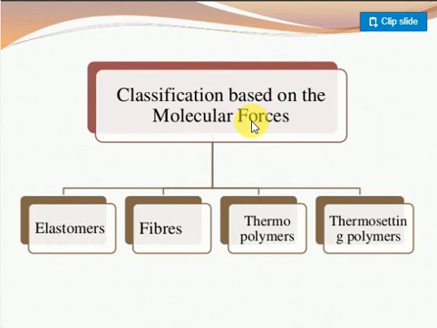Based on that force of attraction, polymers are classified into four types: elastomers, fibers, thermoplastic polymers, and thermosetting polymers. For elastomers and fibers, we are discussing purely molecular force. Elastomer means elasticity, a stretchable property. Fibers are nothing but threads. For thermoplastic and thermosetting polymers, we are discussing especially the thermal response towards heat only.